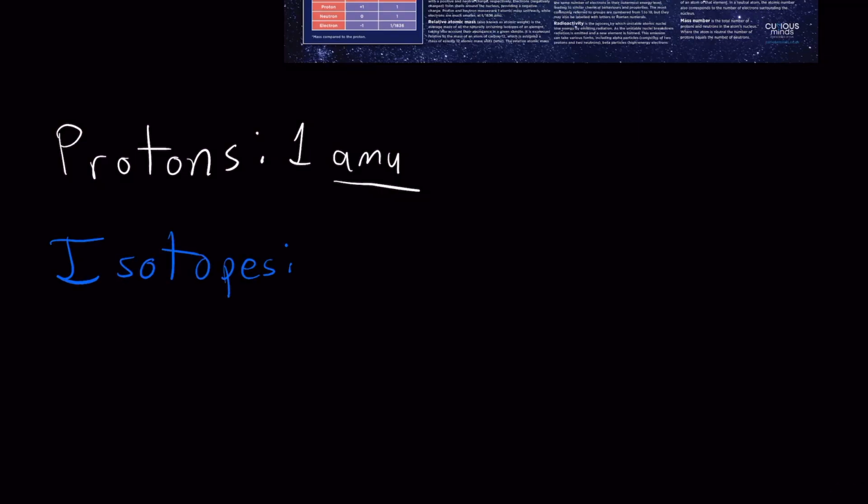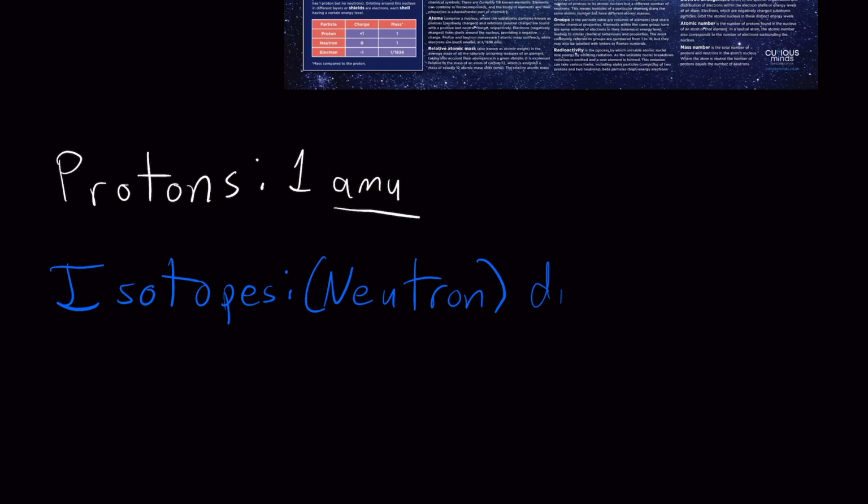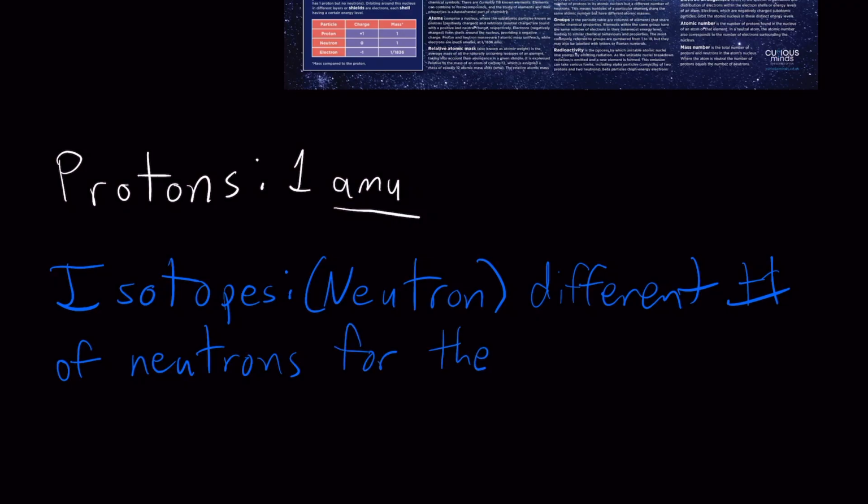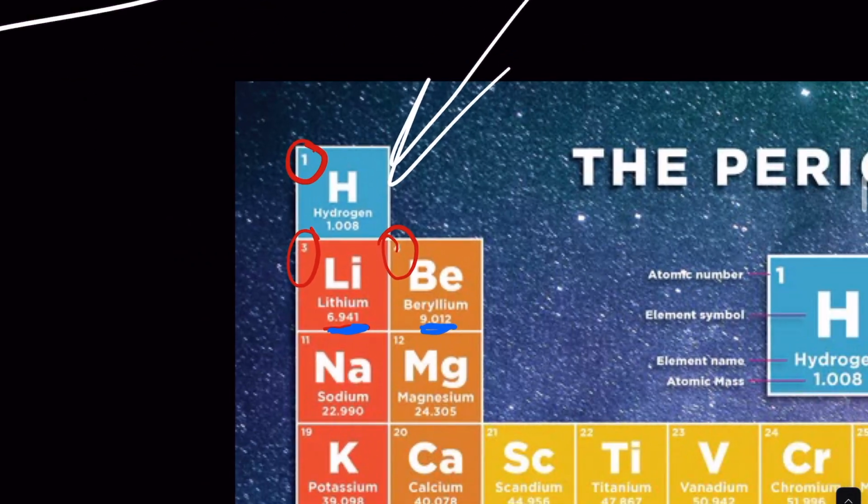Isotopes. These are related to the neutron. Neutron, right? Jimmy Neutron. Isotopes have a different number of neutrons for the same element. So if hydrogen is number 1, this is how many protons it has. And normally, if it's a neutral atom, the protons will be equal to the neutrons.